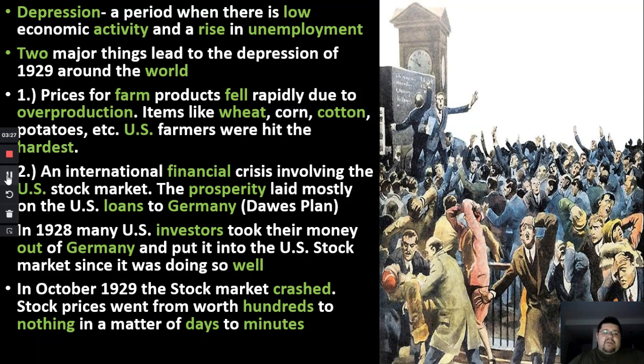Now, of all the farmers around the world, the US farmers were hit the hardest. Not only because of how low the price went down, but also the United States was going through a major drought. So they couldn't make that much wheat, corn, and cotton. So the little they did have, because it was so short, they didn't get much money. And that's not good.